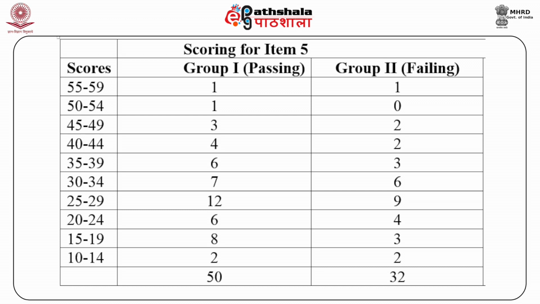The group 1 frequency, who rated this item as strongly agree, is 1, 1, 3, 4, 6, 7, 12, 6, 8, 2, making the sum 50, whereas for group 2, who rated these ranges as strongly disagree, the frequencies are 1, 0, 2, 2, 3, 6, 9, 4, 3, 2, making the total 32.